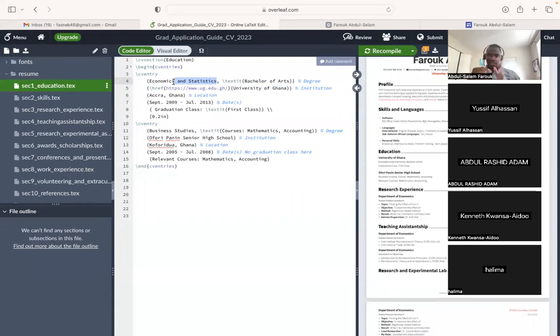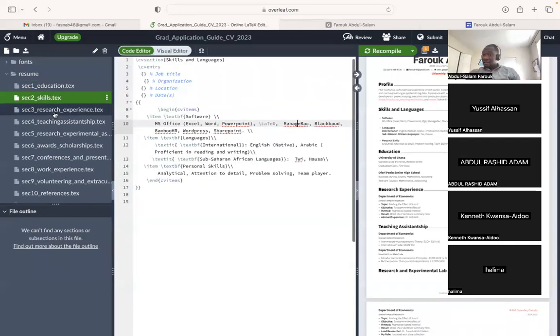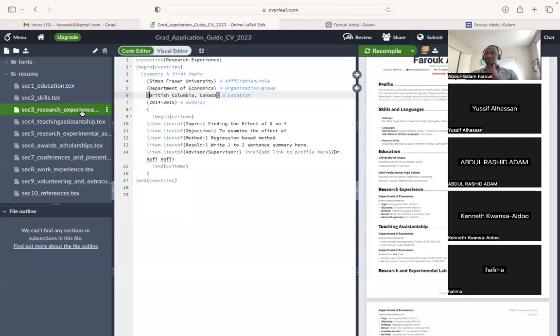Don't touch the curly brackets or the backslashes. The only thing you need to change is this: get the CV that I provided you, see where the differences are in the writing, and just change them. Then again, you come to the skill set section, which is Section 2. I clearly mentioned here, Section 2. So you come in here. Again, the only thing you need to change is, if you don't have MS Word but you have Python, you just replace it with Python. This is how it's going to be. It's going to be that simple.